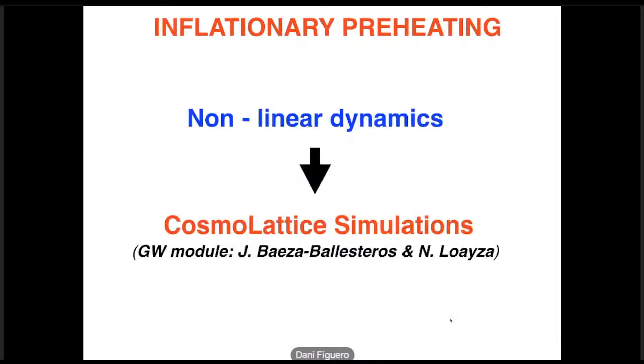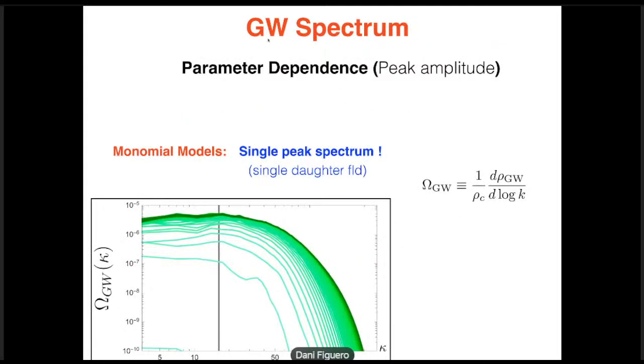So, because the system becomes nonlinear, we're going to simulate it on the lattice, for which I have a beautiful tool now, which is Cosmolattice, and I'm going to use the module that my two students, Nicolás Loaiza and Jorge Baeza Ballesteros, have already worked out in full detail. Now, let's work out the dependence of the spectrum of these gravitational waves in these simple preheating models. In these models, where there is a monomial potential around zero, the inflaton oscillates and produces through parametric resonance the preheat field excitations. This sources gravitational waves, and this is how the typical spectrum looks.